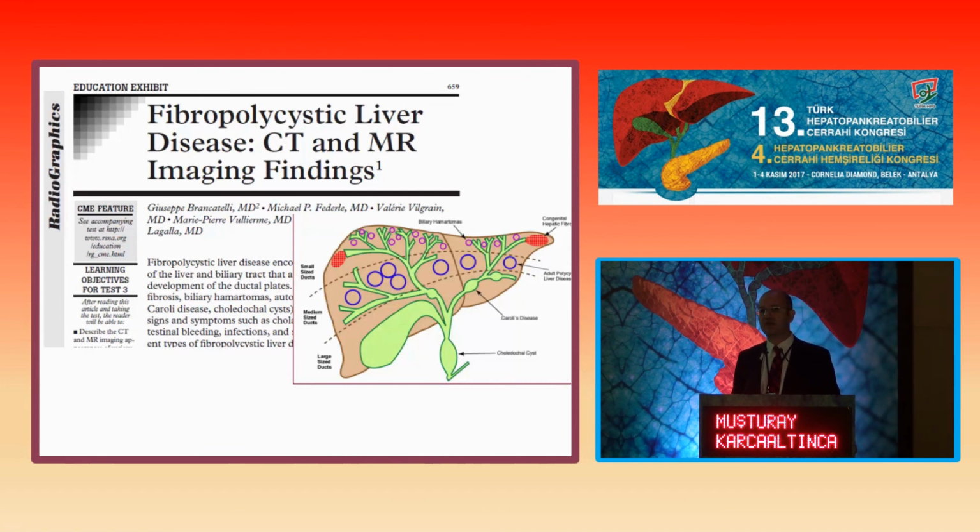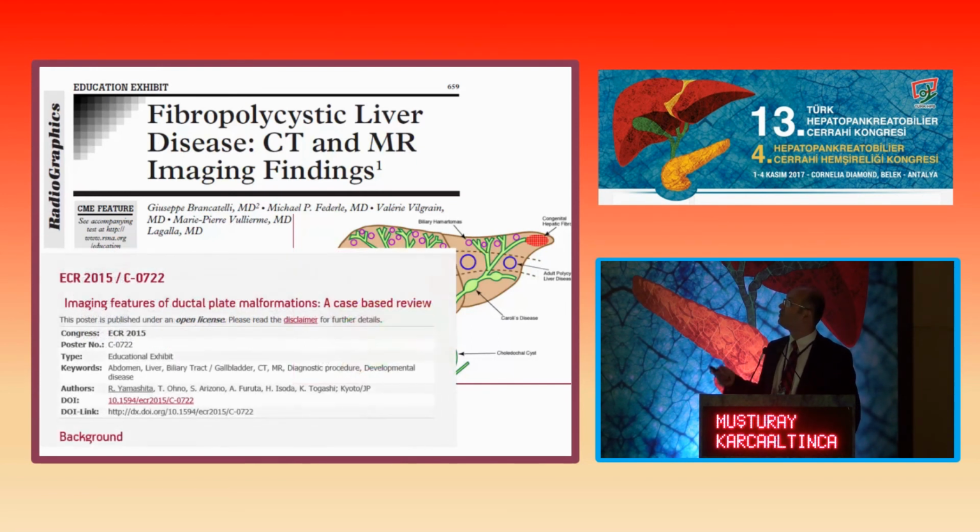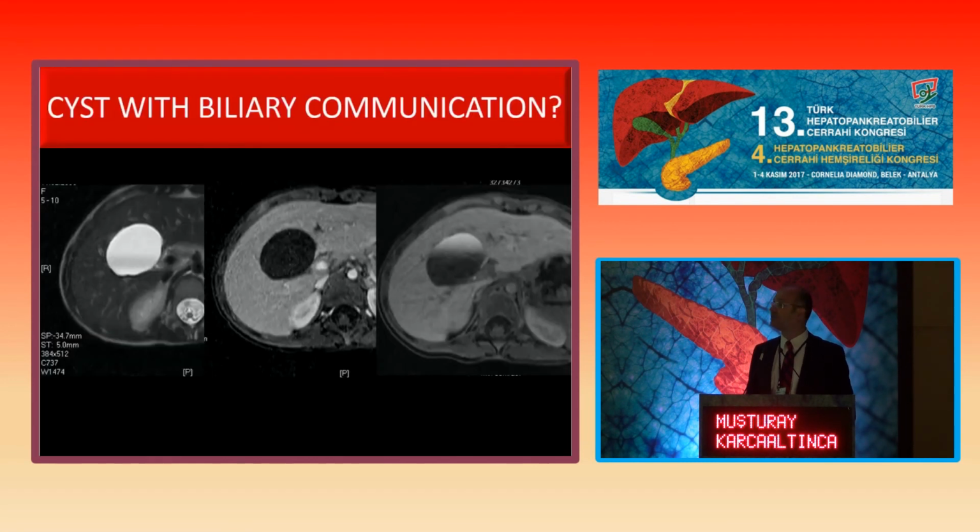So if you look at this disease, actually, this is a spectrum of disease. And we learned that, actually, if it involves the distal part, it's known as von Meyenburg complex. If it involves the mid part of the biliary tree, it's known as adult polycystic liver disease. And if it involves the big ducts, it's either known as Caroli disease or choledochal cyst. And altogether, these are known as ductal plate malformations. And this is a very nice article that you can see.